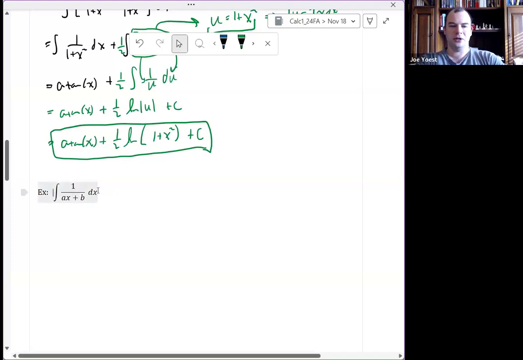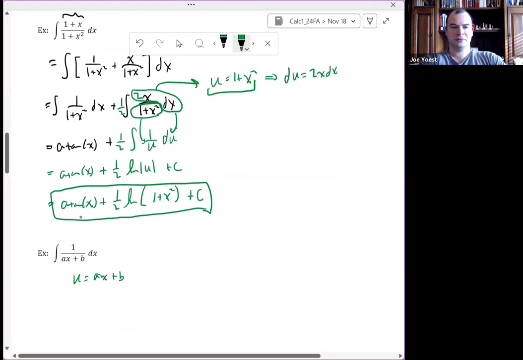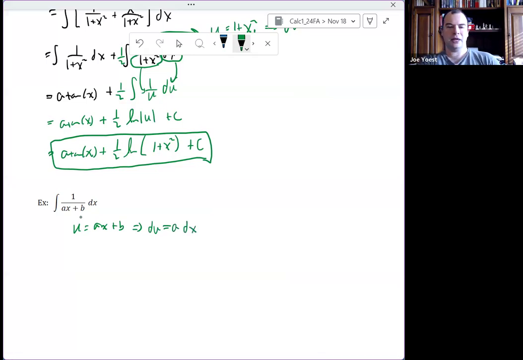Okay, so what about something like 1 over ax plus b, the integral of that? Well, here I'd really like to do something like u equals ax plus b, so that I'm just integrating something like 1 over u du. That looked like kind of what I did above, a little bit. Then du would be a dx. Now I don't see an a dx in my integral, but I do see a 1 dx, and I know that I can fix constant multiples pretty easily.